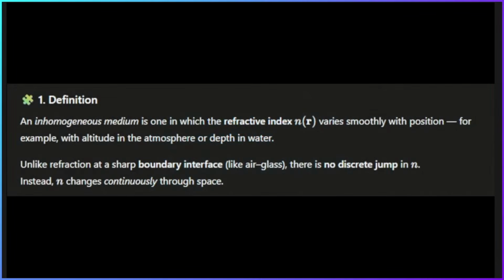So quickly, I want to define an important term, which is inhomogeneous medium. An inhomogeneous medium is one in which the refractive index varies smoothly with position. So we're talking about air, or the atmosphere. It has a density gradient. It is an inhomogeneous medium. It varies smoothly with position, for example, with altitude in the atmosphere or depth in water. So unlike refraction at a sharp boundary interface, like air to glass, there is no discrete jump in the refractive index n. Instead, n changes continuously through space.